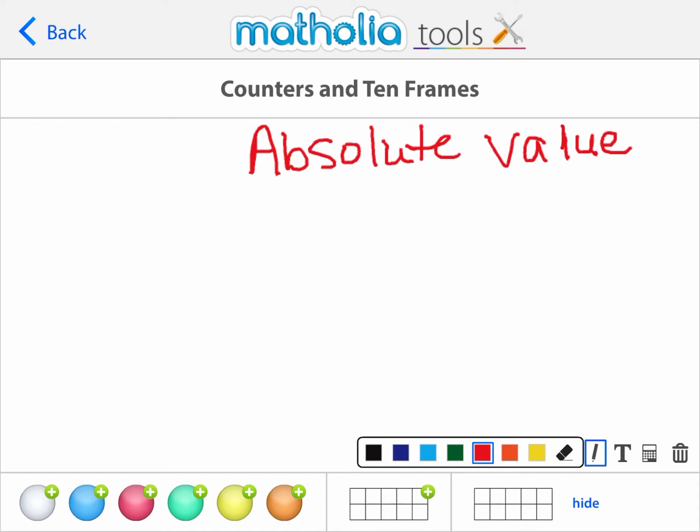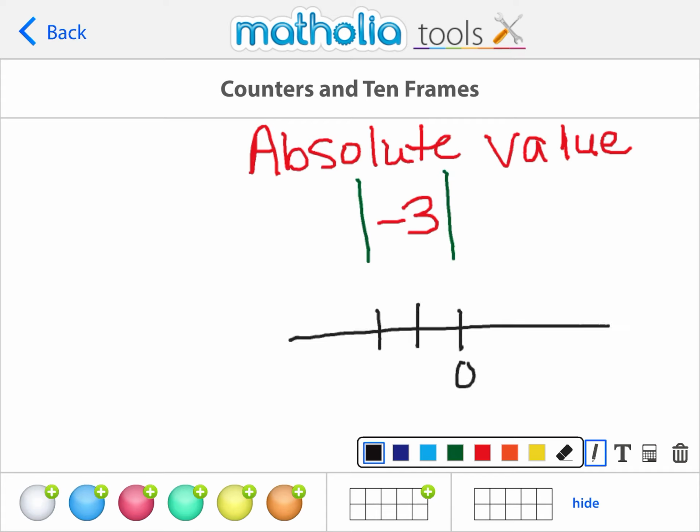So let's look at this. We are talking about, say, for instance, a number like -3. When we are trying to configure the absolute value of a number, we always write on the outside of it 2 parallel and vertical bars. And that indicates that we are looking for the absolute value of this, or we're looking for the distance of this number from 0. In order to find that out, we can see on a number line that -3 would be here.